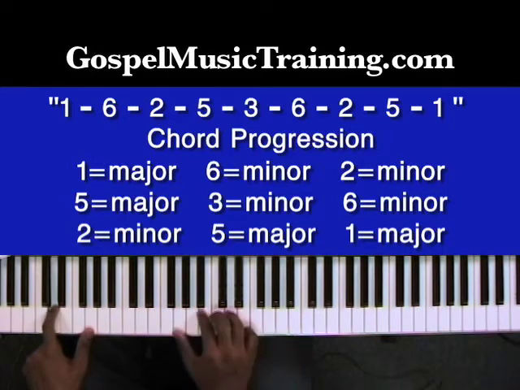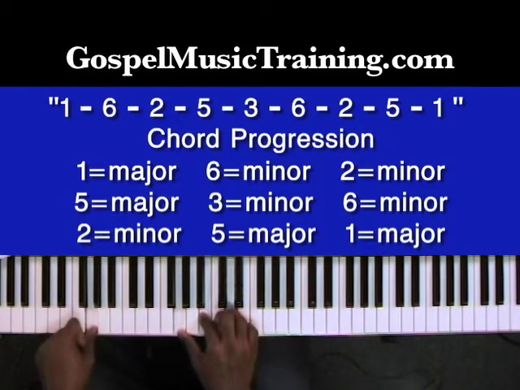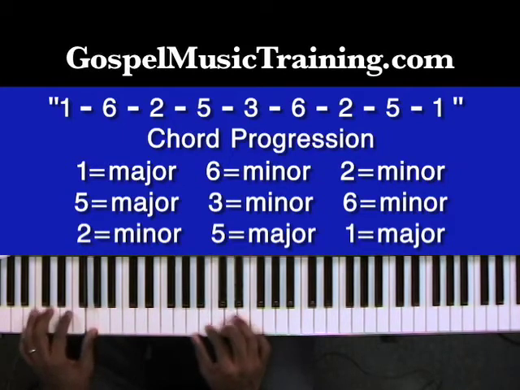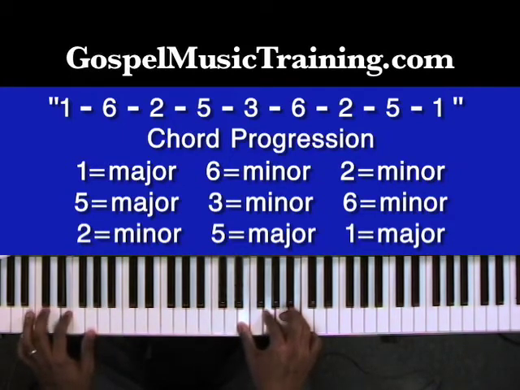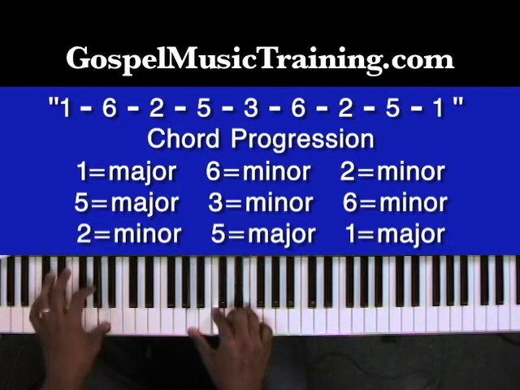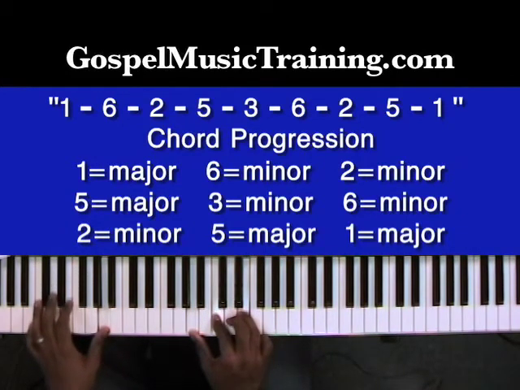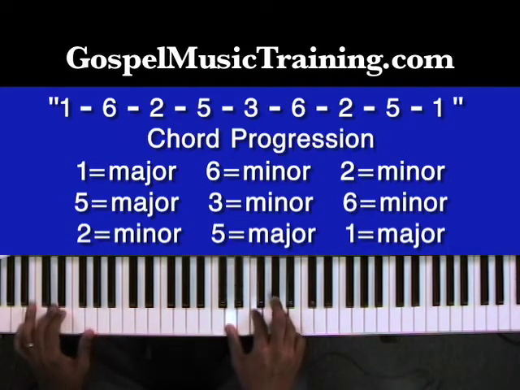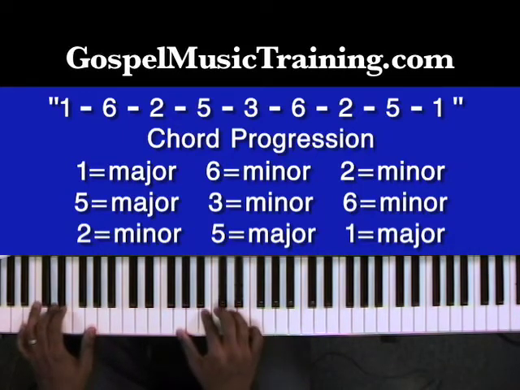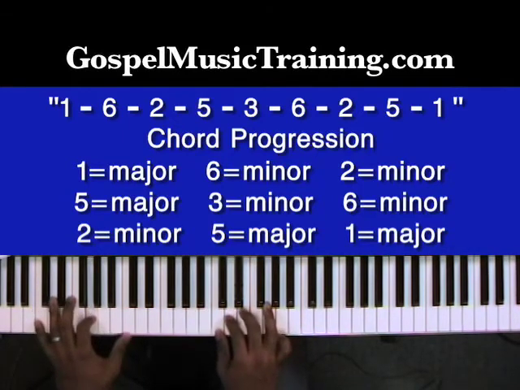Off the fifth tone, I would go to G major because that's the diatonic chord that's created off of the fifth tone. On the third tone, I would go to E minor. Off the sixth tone again, I would go to A minor. Off the second tone, I'll go back to D minor. And then off the fifth tone, I'll go to G major, and then I'll be back home.